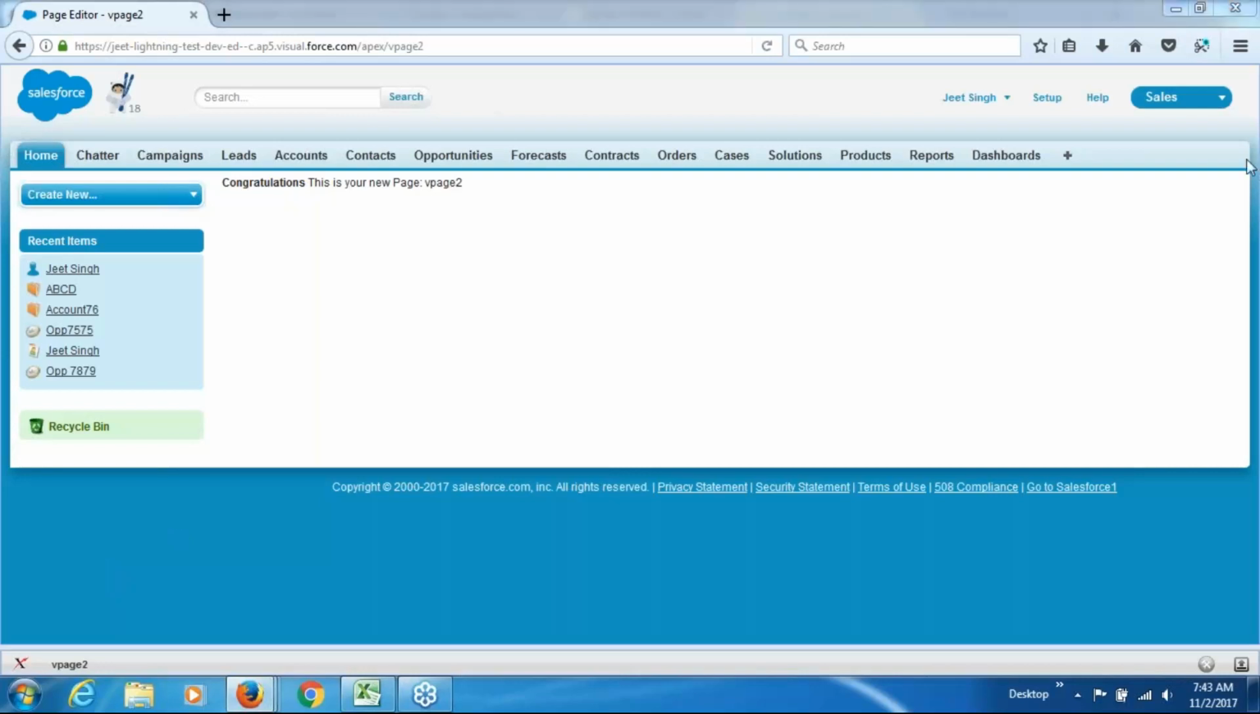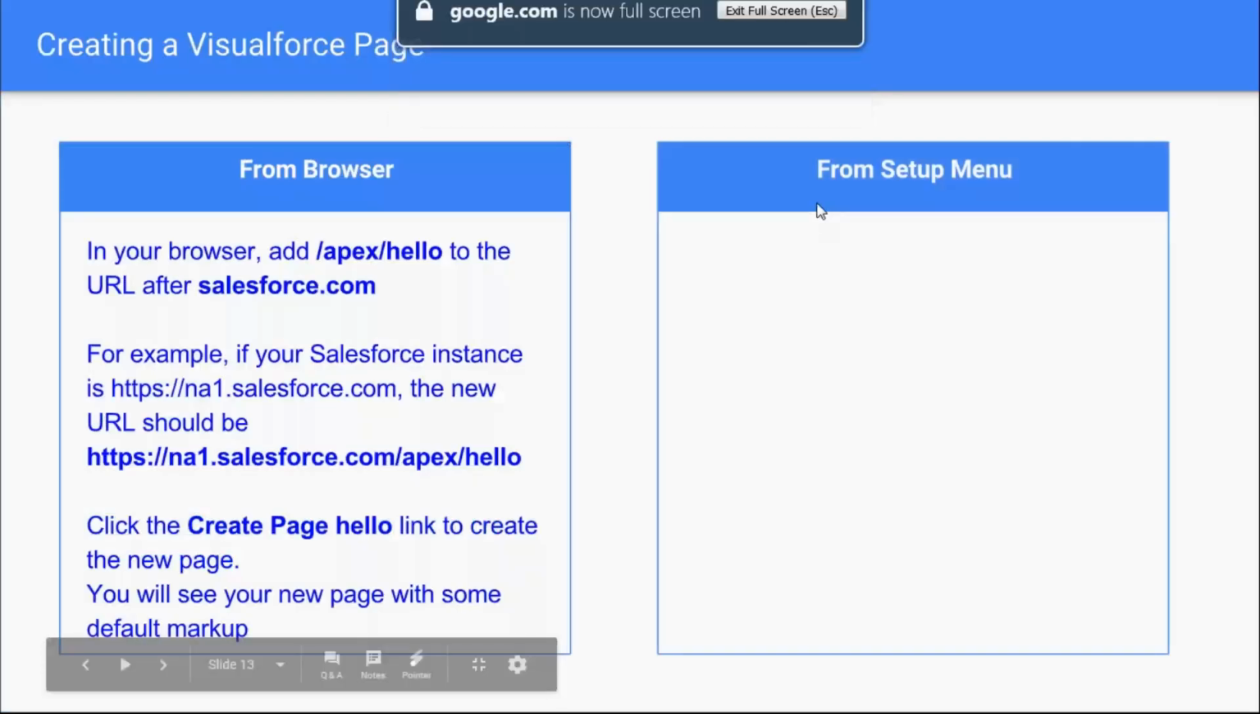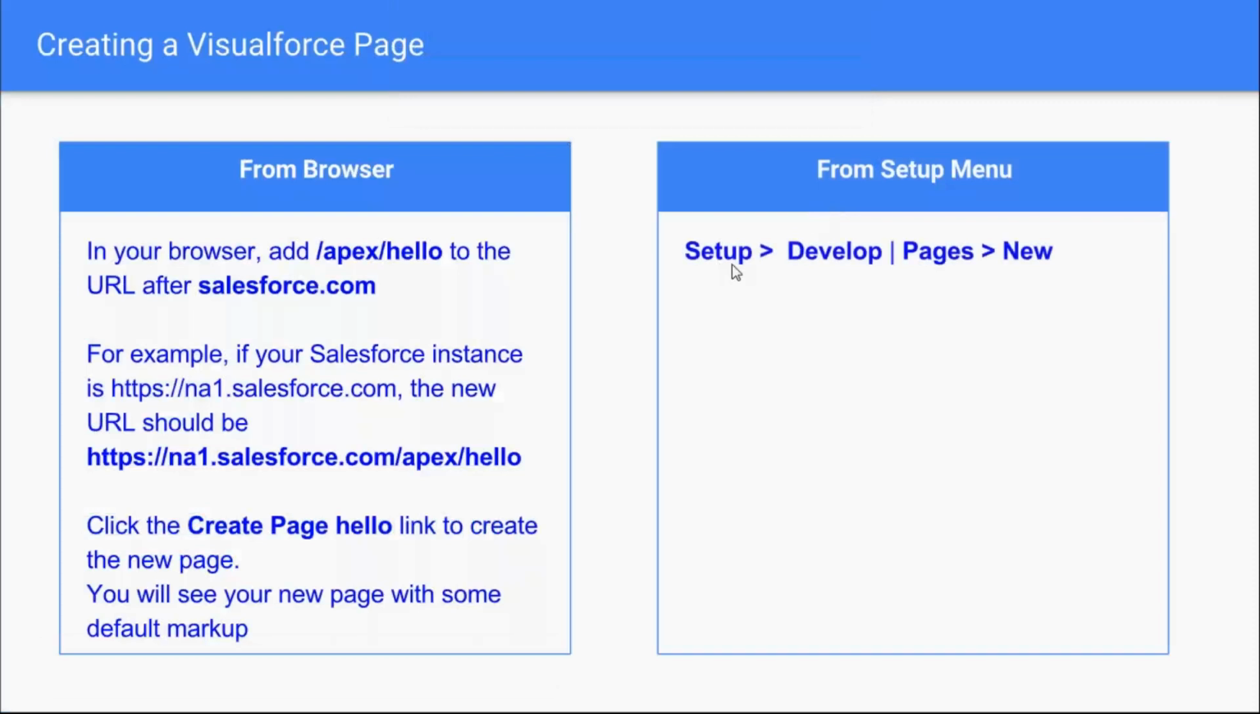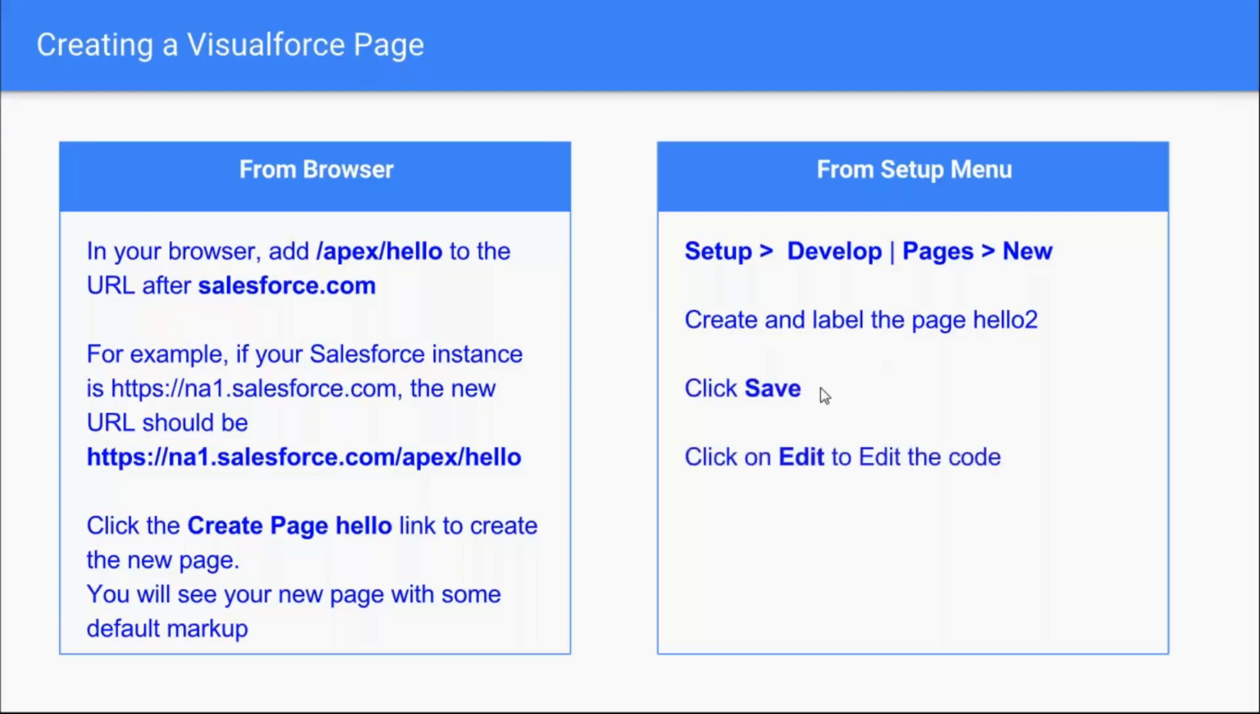Okay. Now, as I said, there are two ways of creating a Visualforce page. This is the first approach. Let's talk about the other approach. The other one is from the setup menu. So you simply go to setup, develop, pages or Visualforce pages, I guess. That's going to be the option there. Click on new and you just click on create the page. Then you put label and name and click on save. Then you click on edit to edit the code. Right, so there's an option which is available from the setup menu.